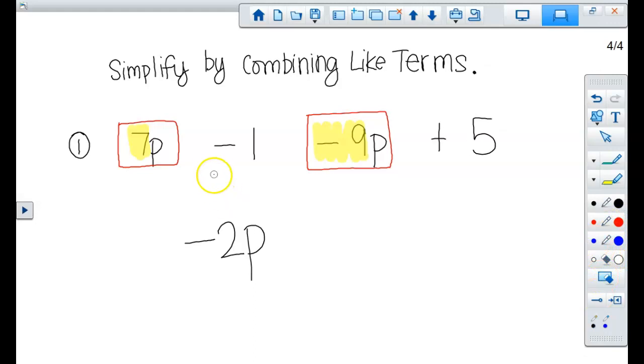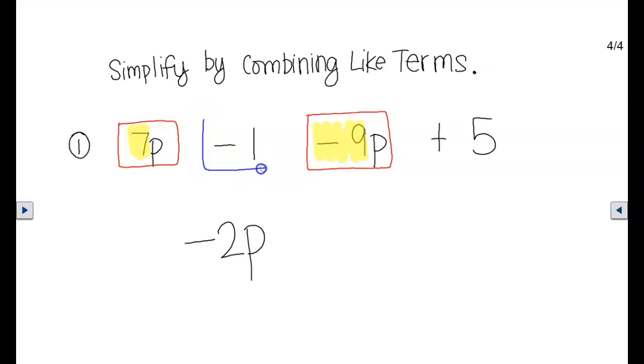All right, now, let's switch colors. The next term in line for me is a minus 1, which makes it a negative 1. So I'm going to put a box around that negative 1 in blue. Now, what is his last name? Well, since he doesn't have a variable part, we know he doesn't have a last name. So is anybody else on the board like that? Do any of these other terms not have a last name? And the answer is yes. This guy on the end doesn't have a last name either. So the like term for minus 1 is this plus 5.